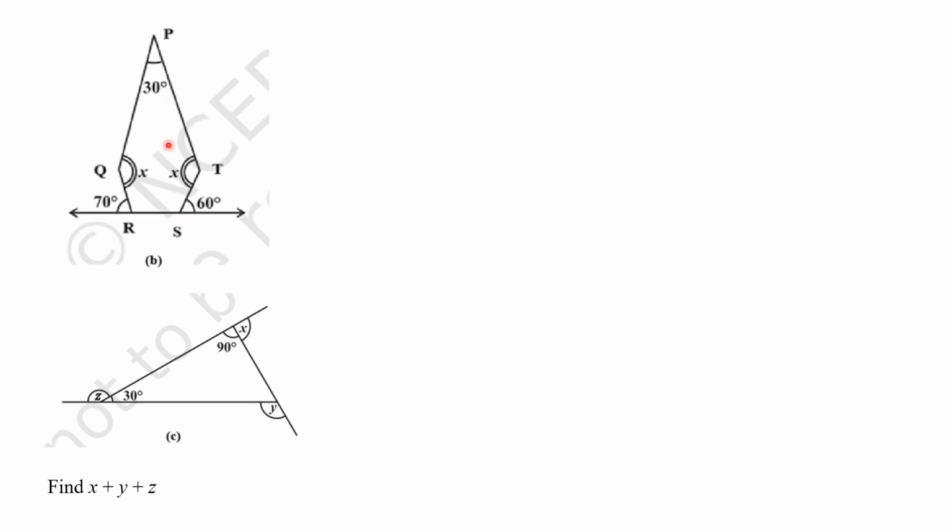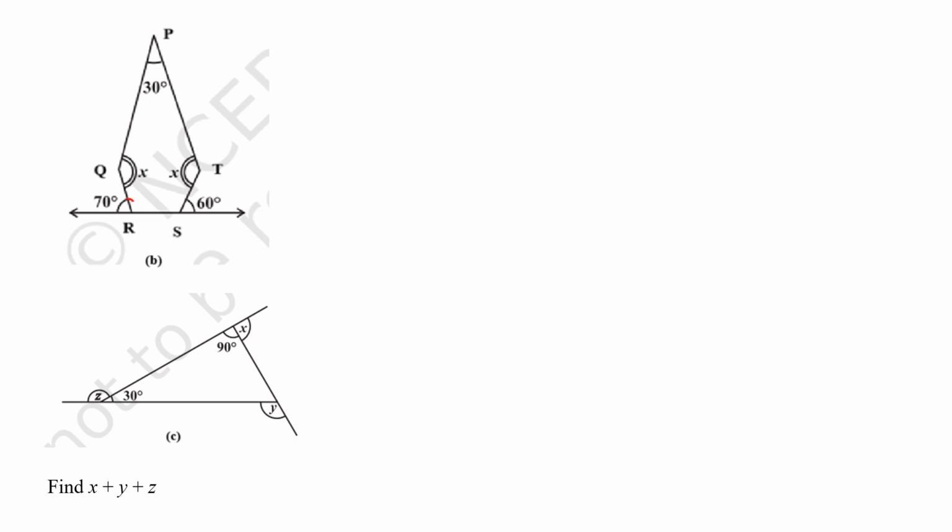Now in figure B also we have to find the value of x. If you see here, PQRST is a polygon which has 5 sides, and we have to find the value of x, but here only one value is given. So first we will try to find the value of angle QRS and angle TSR. How will you find? Because 70 degree plus this angle QRS form a linear pair, and we know that in a linear pair, the sum is 180 degree.